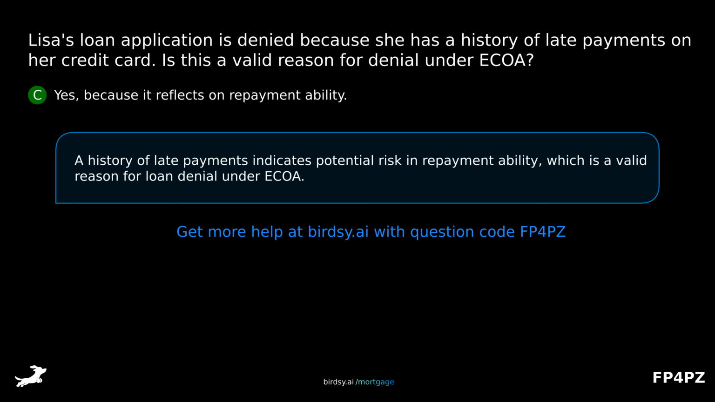A history of late payments indicates potential risk in repayment ability, which is a valid reason for loan denial under ECOA.